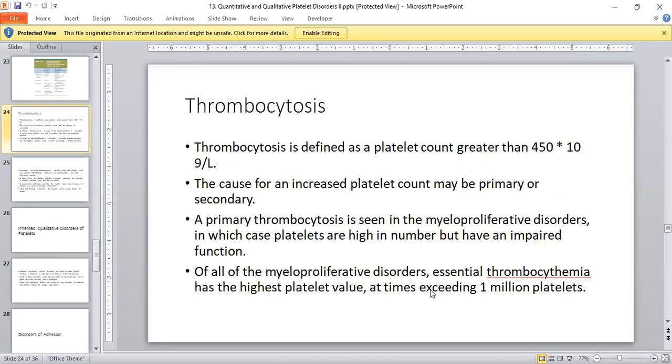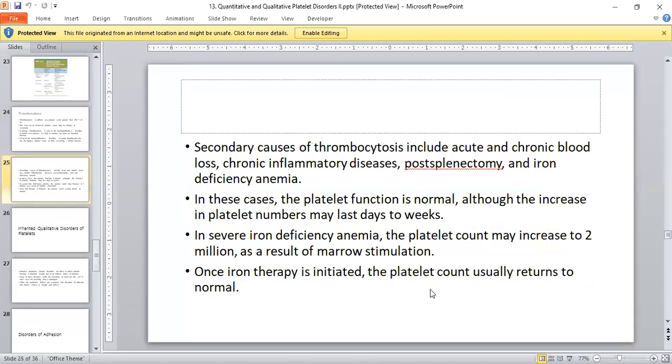Of all the myeloproliferative disorders, essential thrombocythemia has the highest platelet value, at times exceeding 1 million platelets. So thrombocythemia can lead to platelet values of over 1 million. The primary causes are involved with the bone marrow, the formation of the platelets.